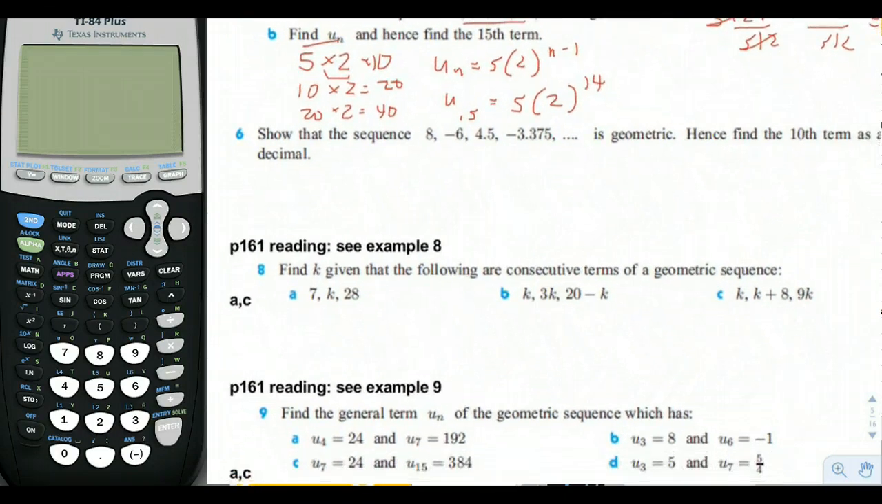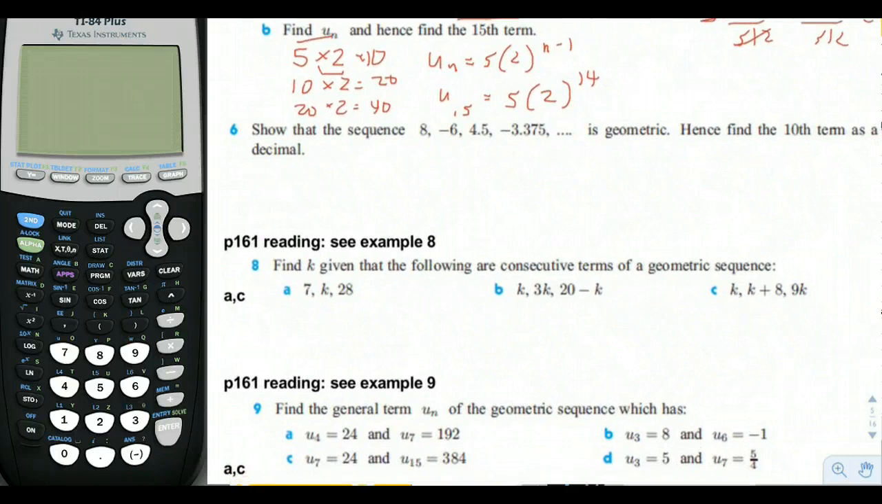6, show that the sequence 8, negative 6, 4.5, negative 3.375 is geometric. Okay, so let's see. It might be kind of hard for you to see what the common ratio R is here, but 8 times R would be negative 6, so we could just use algebra to find that. R is equal to negative 0.75.